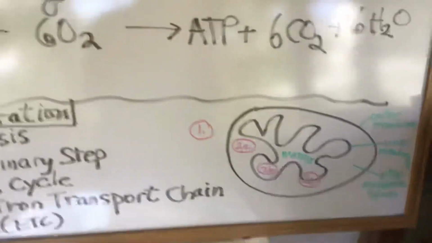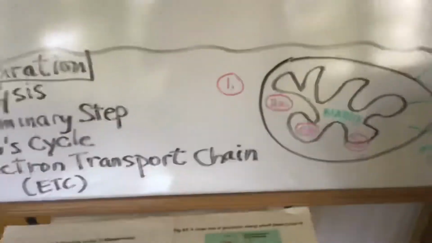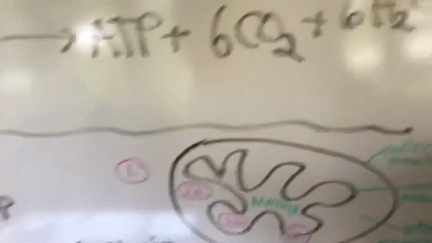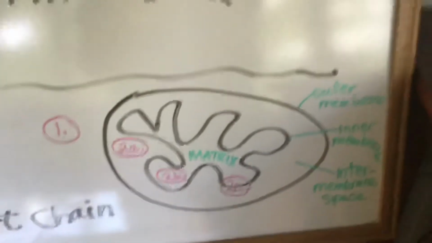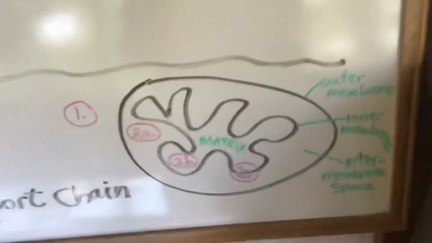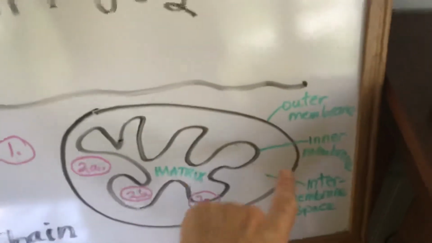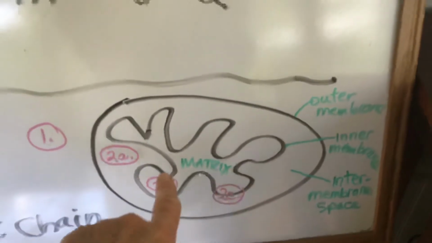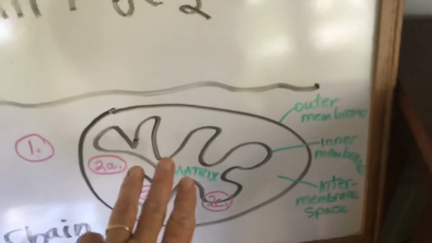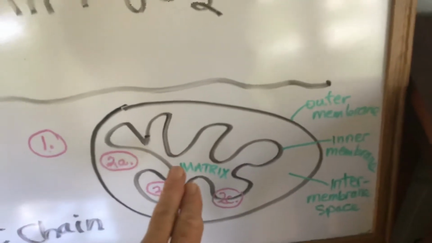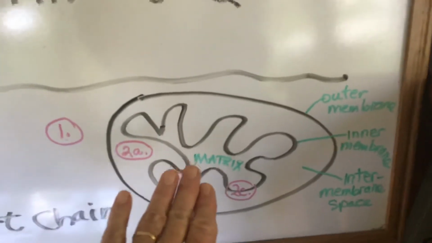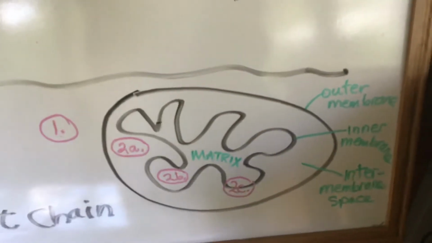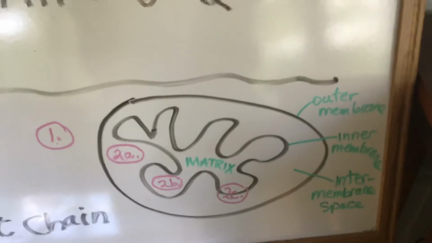All right, so then let's just talk about where this happens. So this is a picture of the mitochondria. The mitochondria has an outer membrane. It has an inner membrane that makes cristae, and then the inside is called the matrix. Remember that mitochondria also have their own DNA, so if there's a lot of cellular respiration happening, the cell can just simply make more mitochondria.